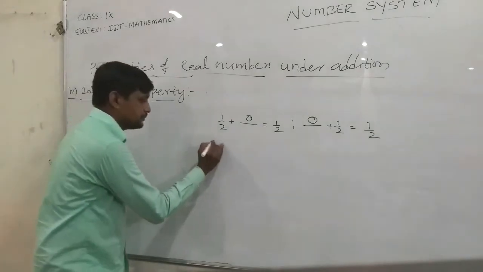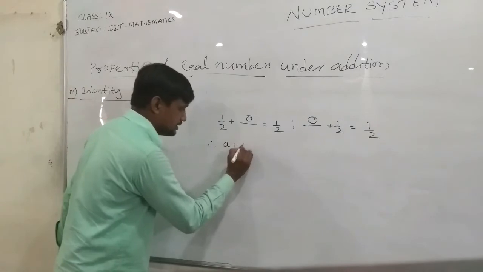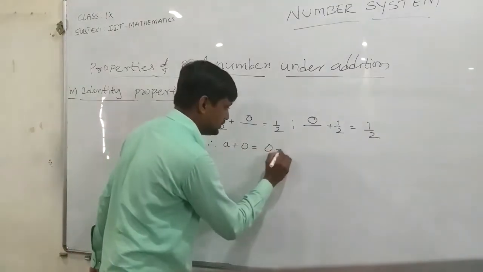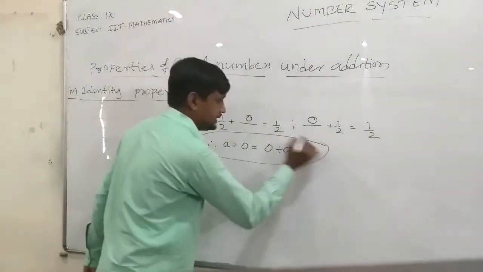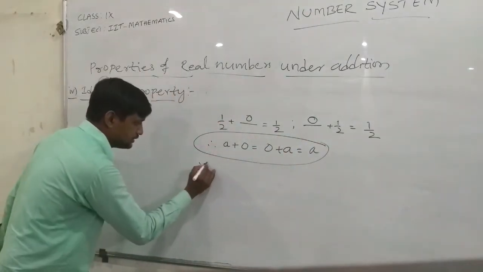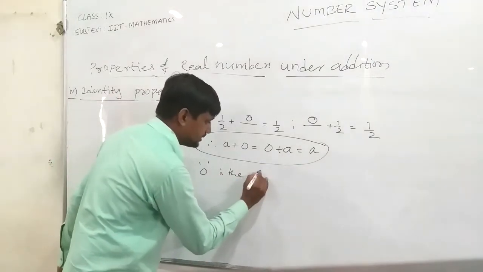So therefore, I am taking the general example here. a plus 0 is equal to 0 plus a is equal to a. So by this we can say that 0 is the identity element.